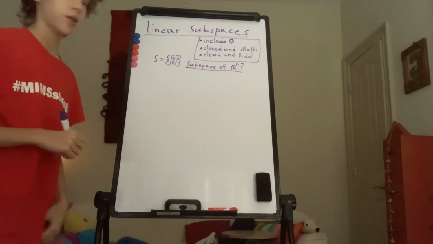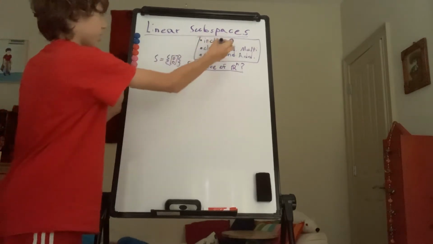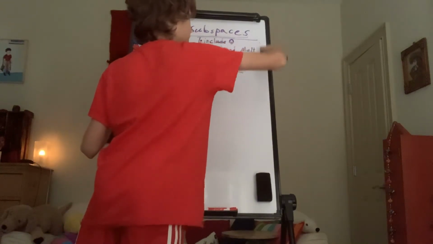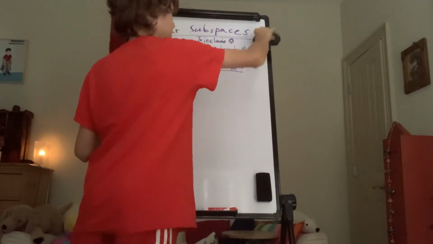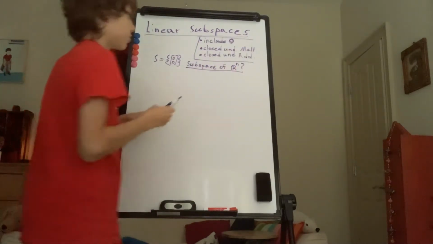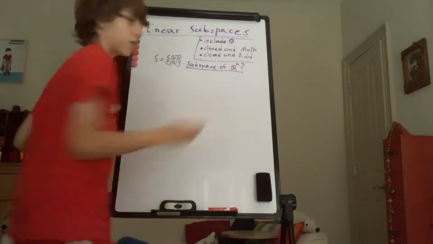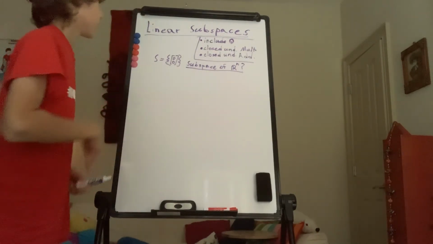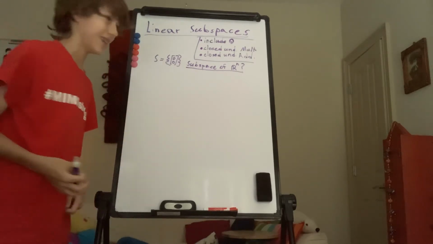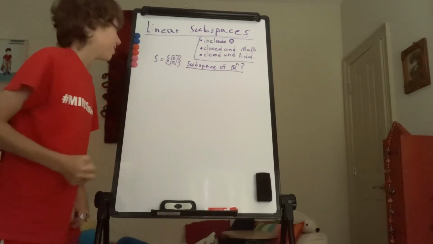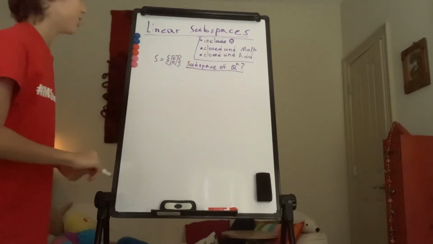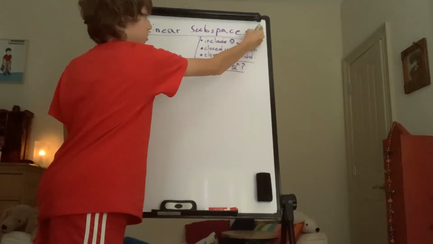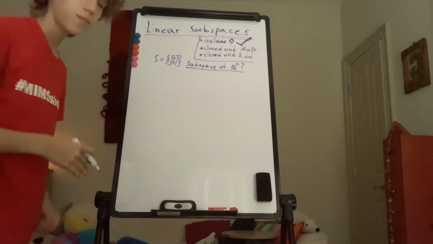Well, we can go through a checklist. I don't want to put this in a box because you can actually use this as a checklist. So does it include the zero vector? It does. The zero vector is the only vector within the set. So this is going to be a check.